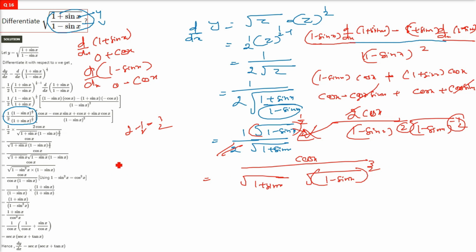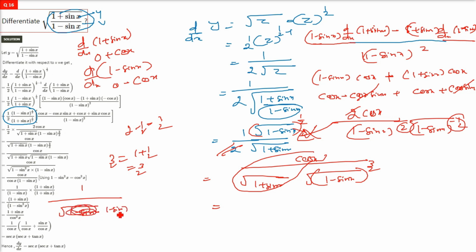Now 3 by 2 you can write like this: 3 by 2 is 1 plus 1 by 2 only. So this (1 minus sin x) to the power 3 by 2, I am just telling you the denominator. This content I am not writing, only the remaining I am writing. So this is 1 minus sin x to the power 1 and 1 minus sin x to the power half. This 1 minus sin x to the power half will be the square root of 1 minus sin x. It is under root. And this is 1 minus sin x.